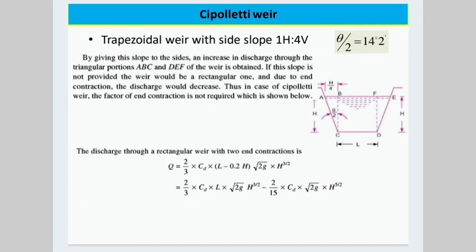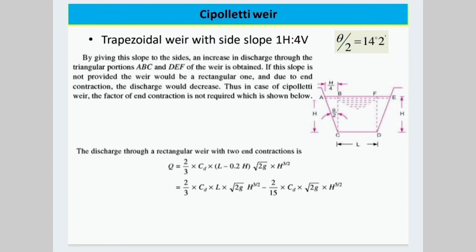Cipolletti weir. So what is a Cipolletti weir? A Cipolletti weir is a trapezoidal weir which has side slopes of 1 horizontal to 4 vertical. By giving this slope to the sides, an increase in discharge through the triangular portions ABC and DEF of the weir is obtained. If this slope is not provided, the weir would be a rectangular one, and due to end contraction, the discharge would decrease. Thus, in the case of a Cipolletti weir, the factor of end contraction is not required.